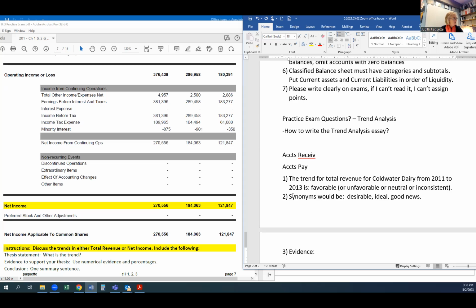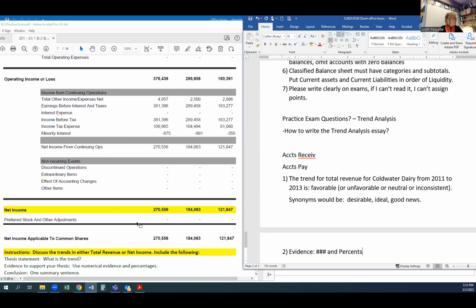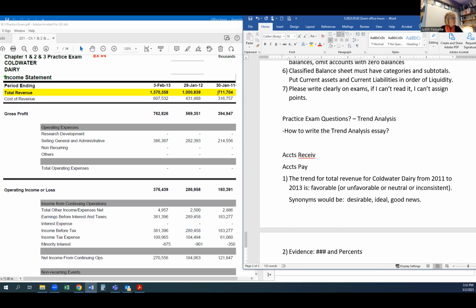What I want from your evidence is numbers and percents. So what you're going to do is say, what's the difference here? For example, this could be 2 sentences. From 2011 to 2012, revenue grew by, and then you give me the difference. How much sales growth do you have here? Take your calculator out and tell me what the growth is.